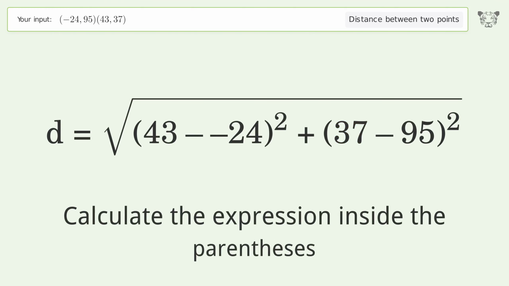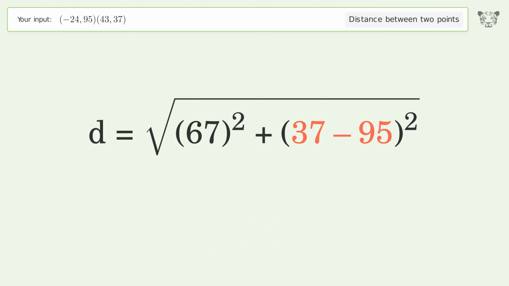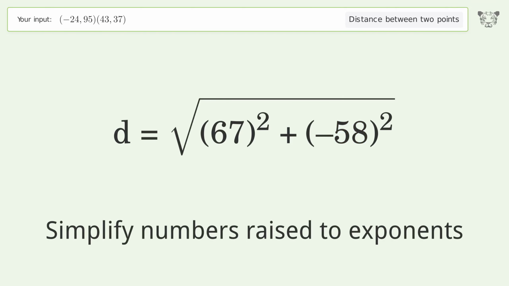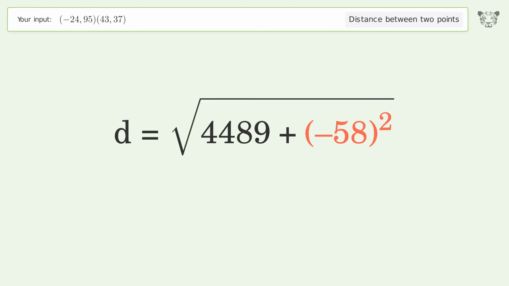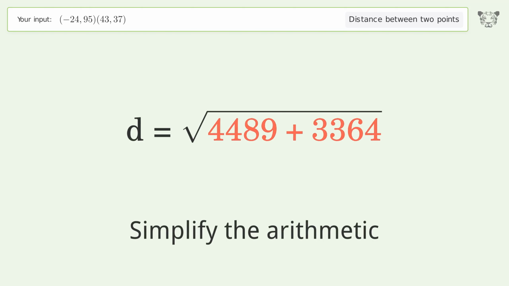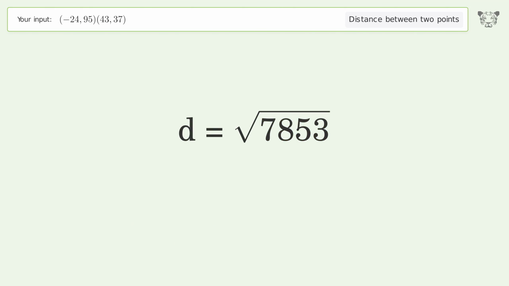Calculate the expression inside the parentheses. Simplify numbers raised to exponents. Simplify the arithmetic. And so the distance between the 2 points is the square root of 7,853, or 88.617.